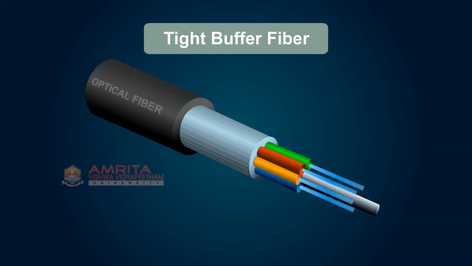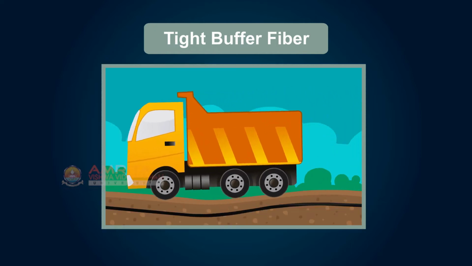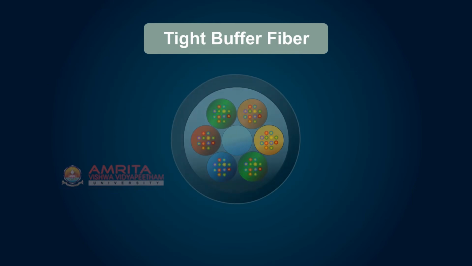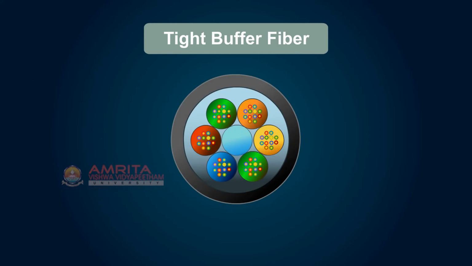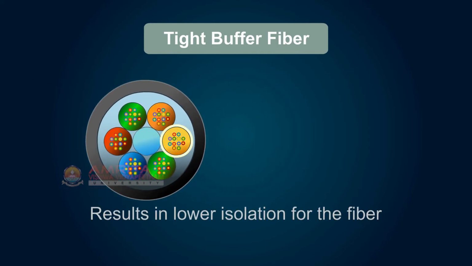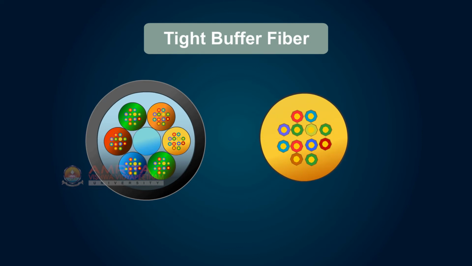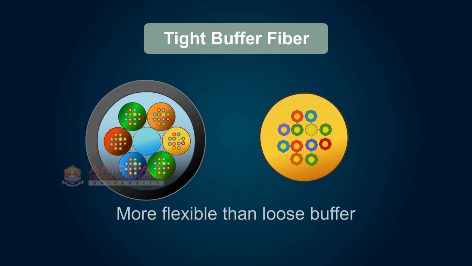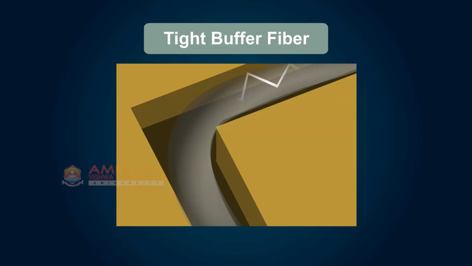Tight buffer fiber. Tight buffer constructions are able to withstand much greater crush and impact forces without fiber breakage. The tight buffer design, however, results in lower isolation for the fiber from the stresses of temperature variation. While relatively more flexible than loose buffer, if the tight buffer is deployed with sharp bends or twists, optical losses are likely to exceed nominal specifications due to micro bending.